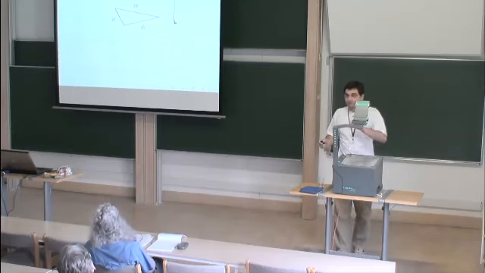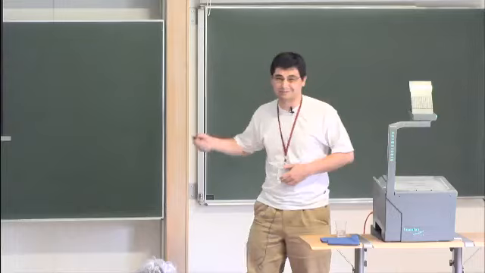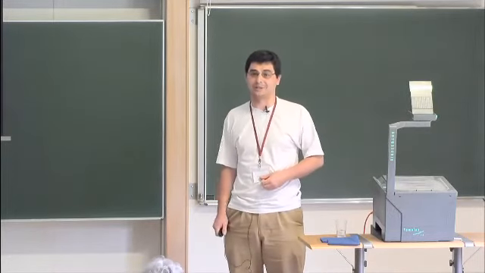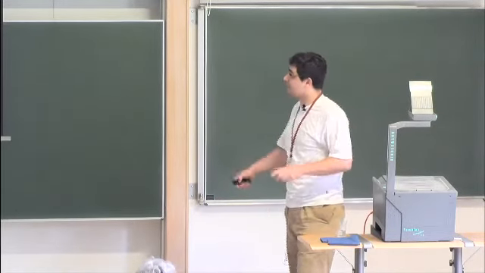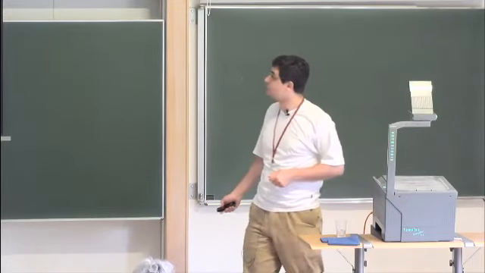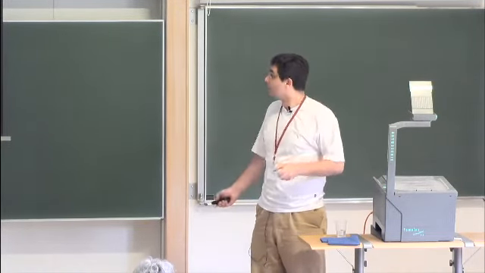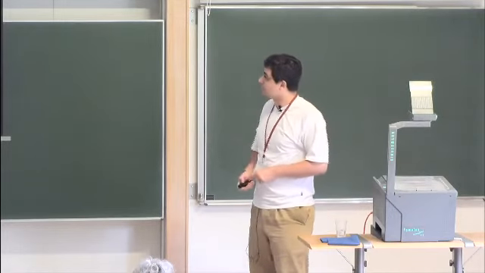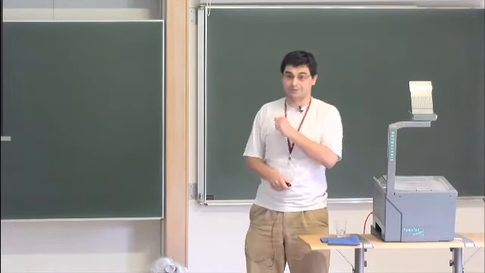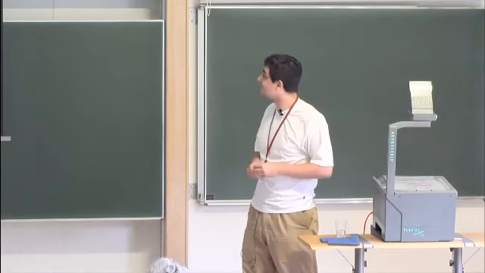From locally D-optimal, so I'm starting to discuss optimality, and first there's a standard rant on D-optimality. For example, we have 3 nodes, let them be in the plane, and assume exponential decay between points. This is the Fisher information function in this case. What is the optimal design? Your answer to this question is, what's your feeling?